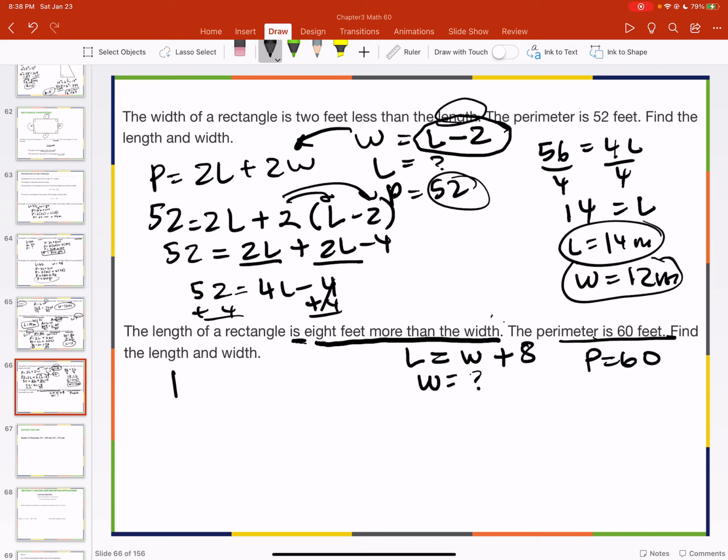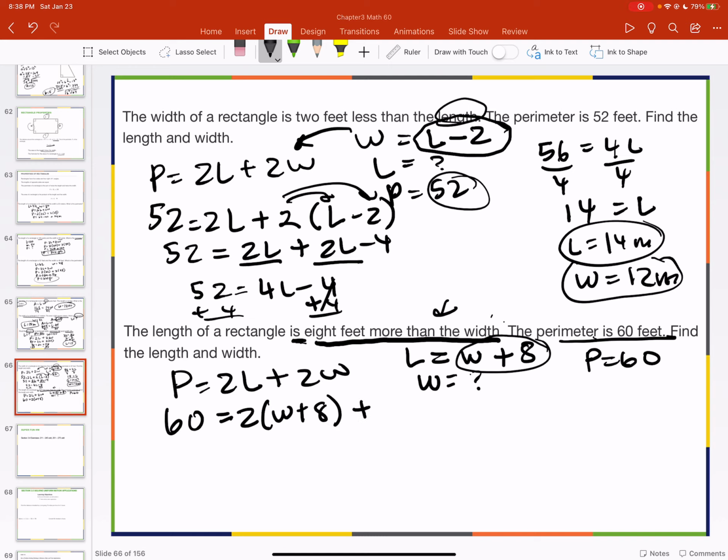Okay, so since this is a rectangle, we're going to use twice the length plus twice the width. We get 60 for perimeter, 2 times, and instead of writing L, we're going to write W plus 8. And that's given to us from this sentence right here. Okay, so in parentheses, plus twice the width. And then 60 is equal to, and then distribute the 2. Okay. 2W plus 16 plus 2W.